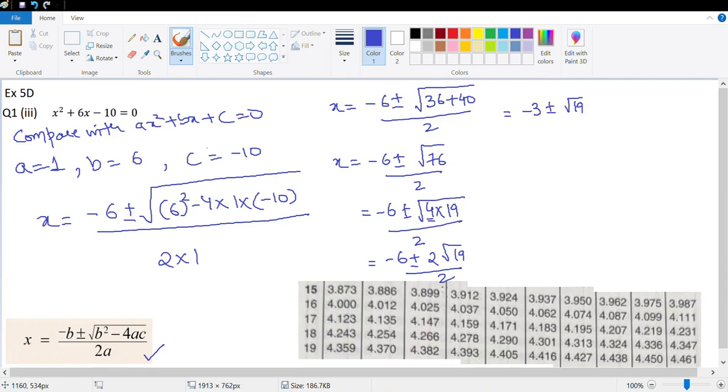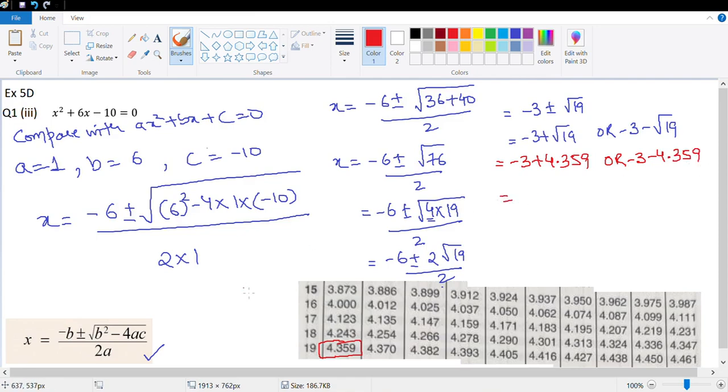Yes, negative 6 divided by 2 is negative 3, and 2 divided by 2 is 1. So the answer is negative 3 plus root 19 or negative 3 minus root 19. Now we have to find the value of root 19. I have put the table here. This is 19. The first column will give you 19.0. So the answer is 4.359. So this is negative 3 plus 4.359 or negative 3 minus 4.359.